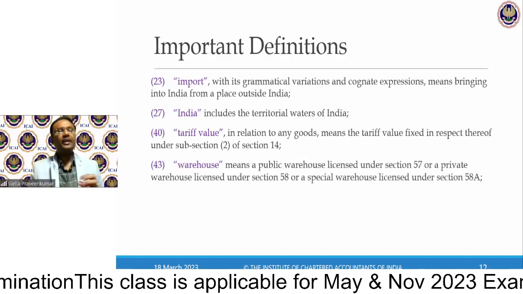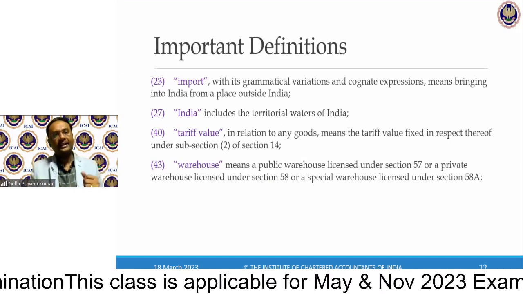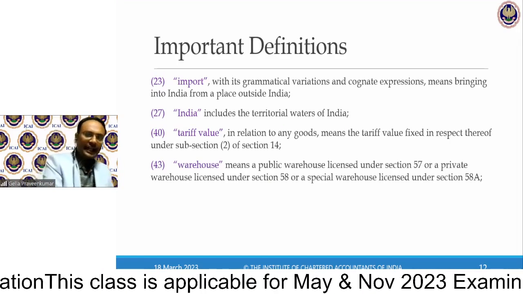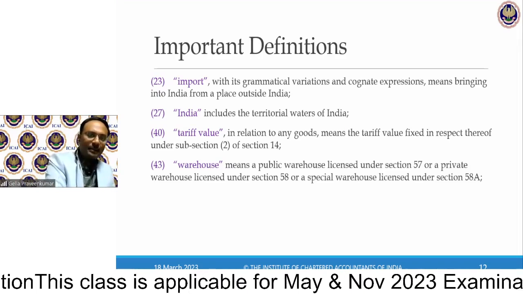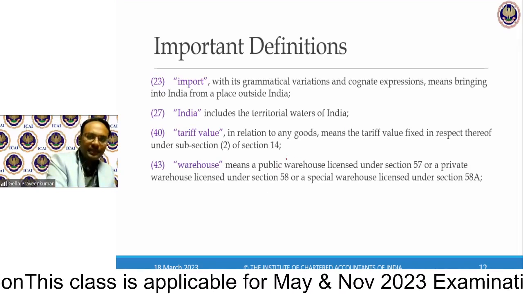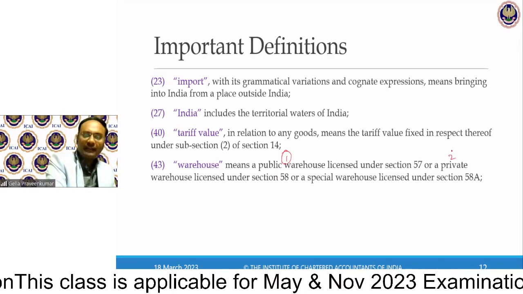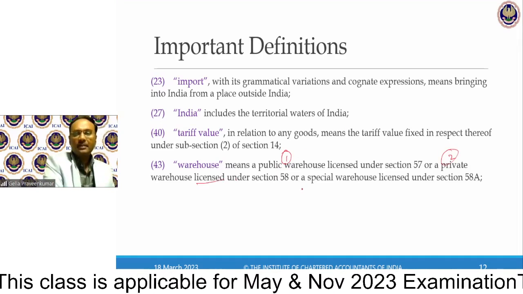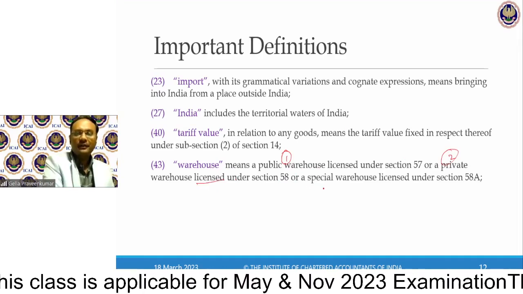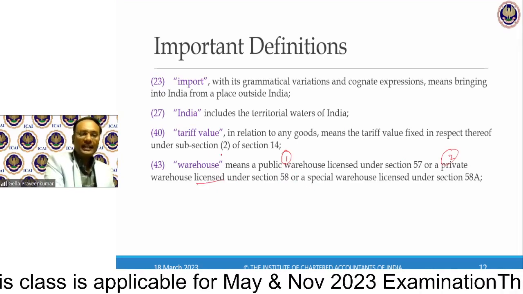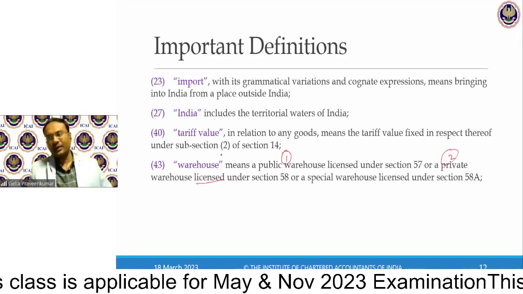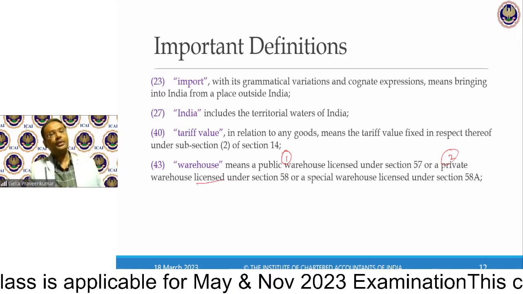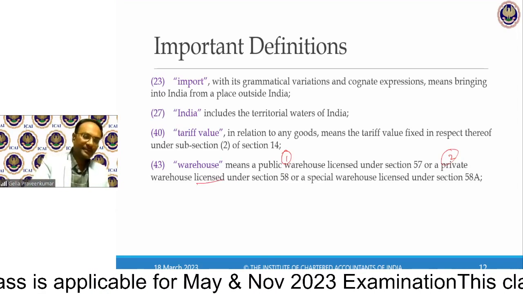Warehouse refers to a place where I store my goods for temporary purpose. Now, I have something called public warehouse, then private warehouse, which is licensed, which is given a permission under section 57 or 58. Now, I'll give you a little backdrop about this warehouse, why it is important, how it is important, and where we use this particular concept.